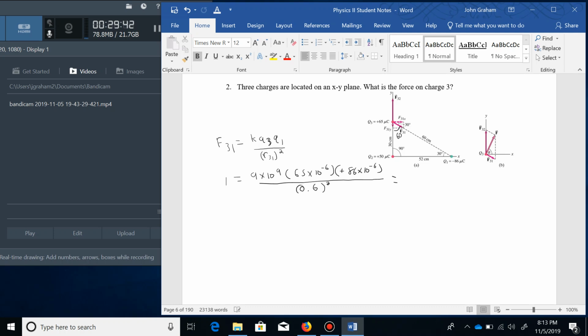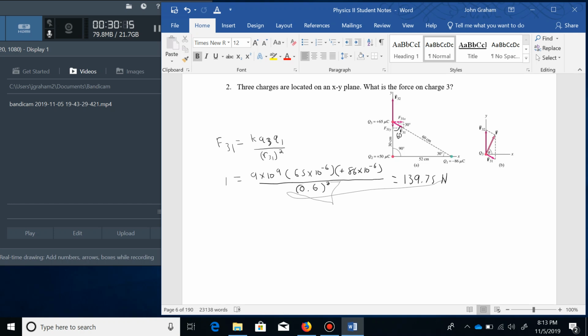So when we put this in a calculator, I get 139.75 newtons.